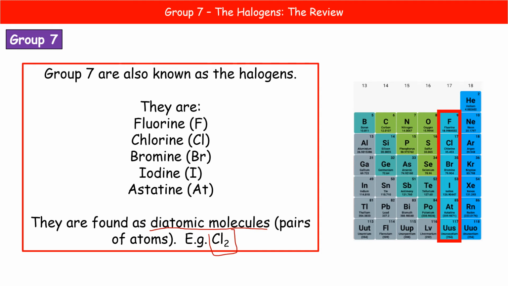So that means when we come to write the formula, we have to put the little 2 in the bottom right. If you forget that, any symbol equation you write is going to be worth 0 marks, because the formula will be incorrect and your balancing will be incorrect. So if you don't remember that the halogens go around as the little diatomic molecules, the little 2 in the bottom right, you're throwing away marks on any balanced symbol equation that involves them. So make sure you remember that.